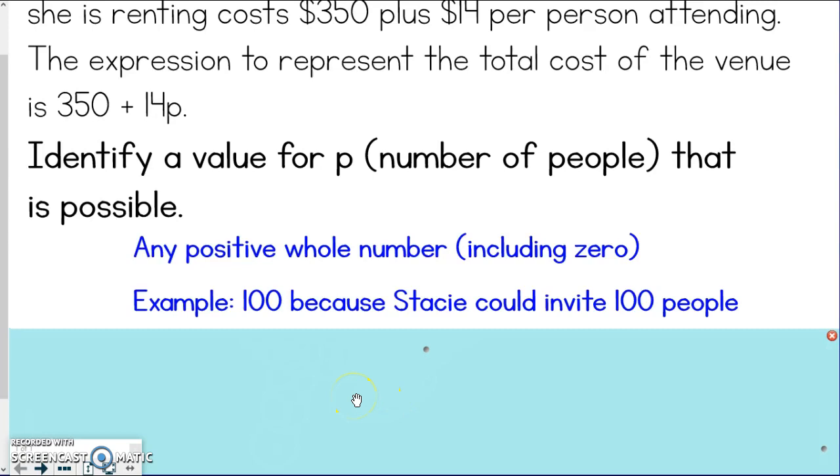For example, if I chose 100, so p could be 100 because Stacy could invite 100 people. That is possible. So you could pick a wide range of numbers, right? Lots of things could be possible for this. She could invite 50 guests. She could invite 500 guests. She could invite 273 guests, right? Lots of options, but that is possible for her to invite that many people and for that to work for our value of p.